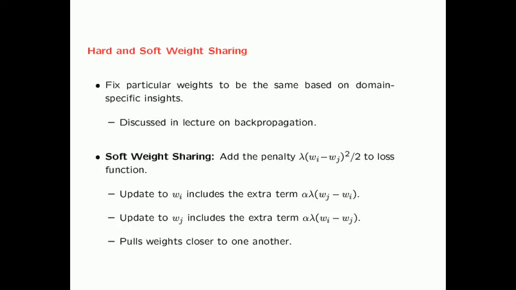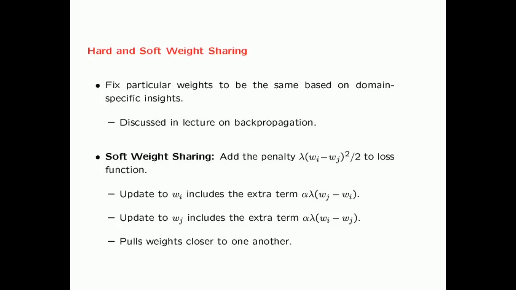Finally, hard weight sharing is not the only way to perform regularization. There's also an approach called soft weight sharing. Suppose you have some insight that two weights in your neural network ought to be similar, but you don't want to impose the hard constraint that these two weights have to be exactly the same. What you can do is add a penalty lambda (wi minus wj) whole square by 2 to the loss function, where wi and wj are the weights of those two edges.